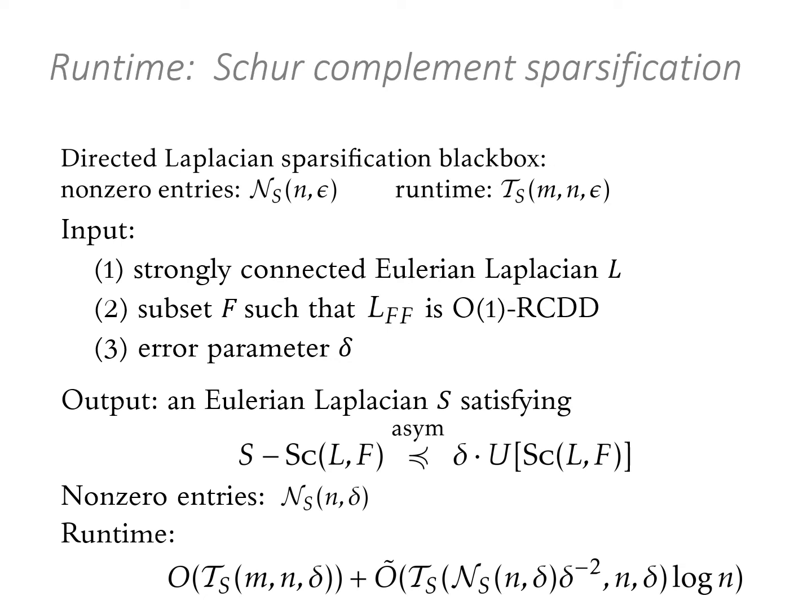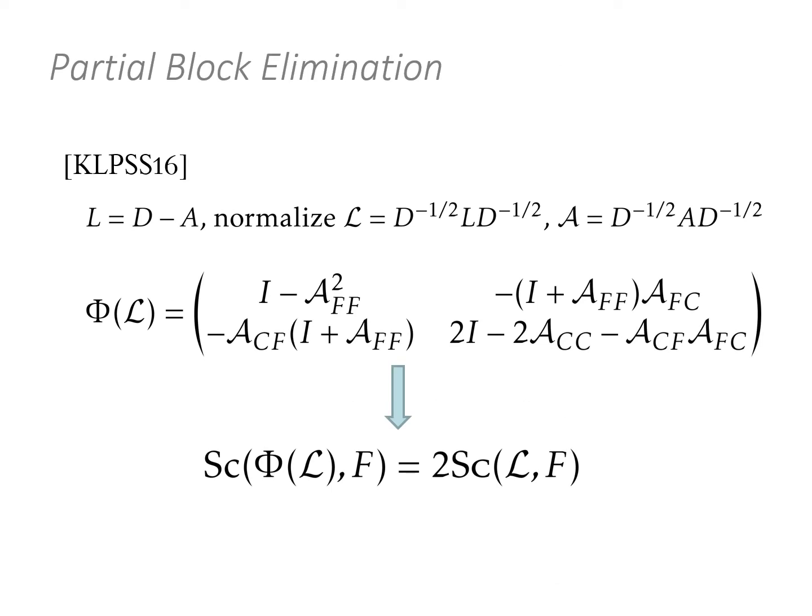So now, the problem has been reduced to getting a sparse approximation of the Schur complement in the sense of asymmetrically bounded. Here is the main theorem of our Schur complement sparsification. We use the directed Laplacian sparsifier as a black box, and I will give more details later. Briefly, the running time only has one log n factor additional to the running time of the directed Laplacian sparsifier. This additional log n factor actually comes from the vector product sparsifier. For undirected Laplacians, this problem has been solved by this seminal work.